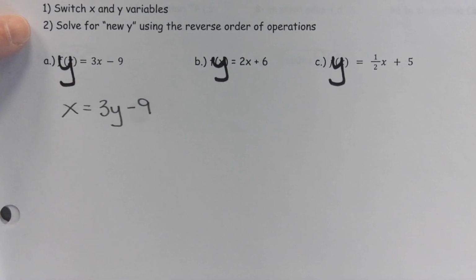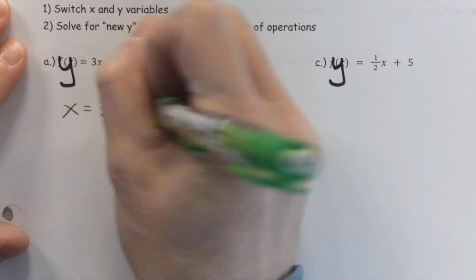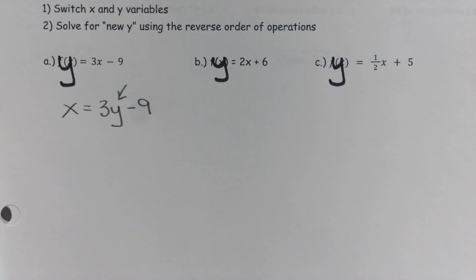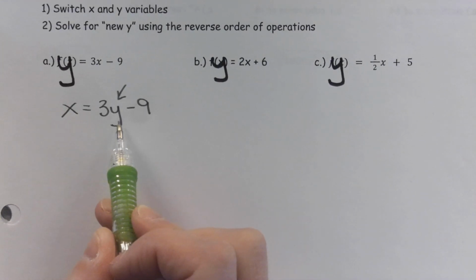Step 2 is to solve for new y. So this is new y. The reason I call it new y is a minute ago it was x, right? So now we need to get that y alone. So just like the warm-up. So usually there's a method to my madness with the warm-up. Like it usually makes some sort of sense that it fits in with what we're doing. Okay, so let's get y alone.